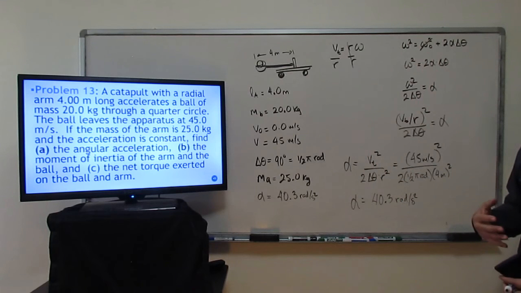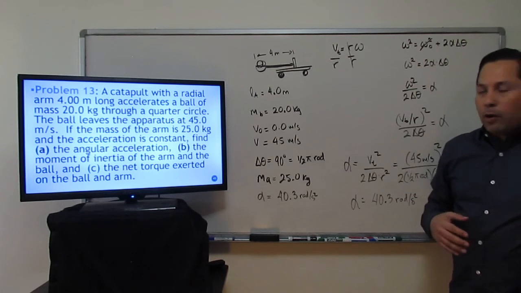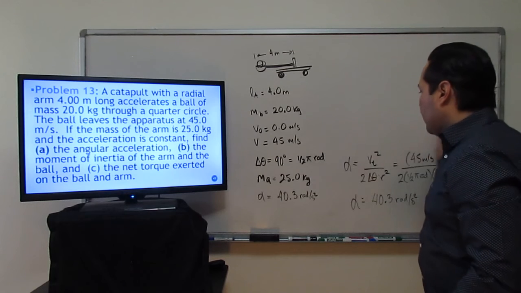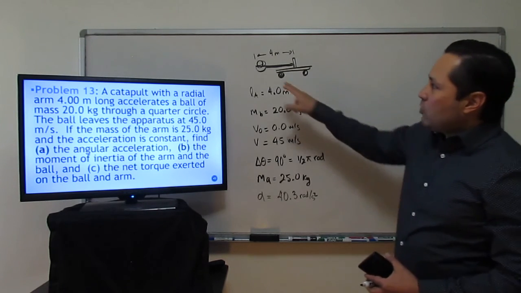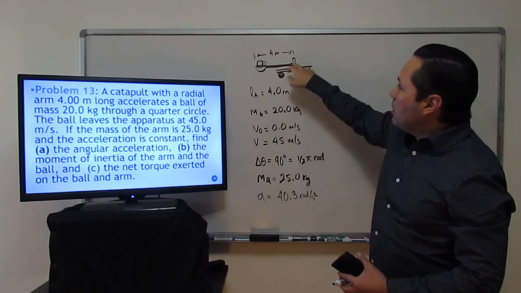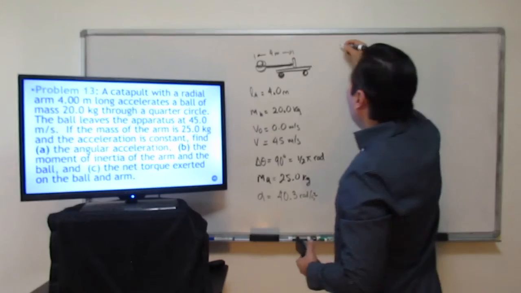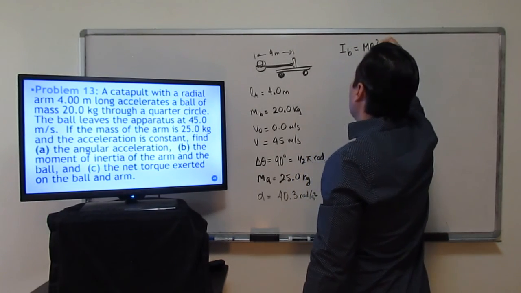Let's move along now to part B. In part B, they ask you, find the moment of inertia of the arm and the ball. All right, so let's do that. Now their shapes are slightly different. Let's start with the ball. The moment of inertia of the ball has all the mass on the outside. Here's the axis of rotation, and there's nothing in between. So for the ball, the moment of inertia is going to be just mass times radius squared.